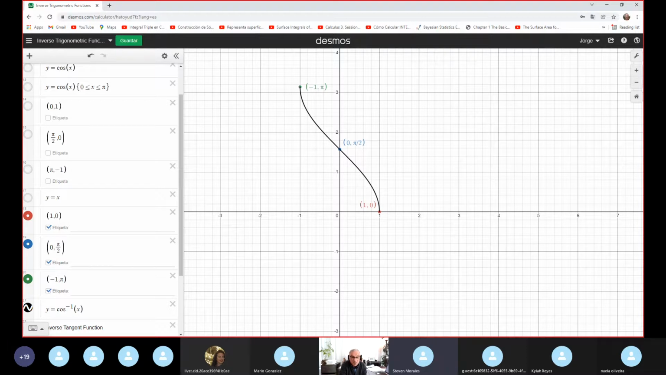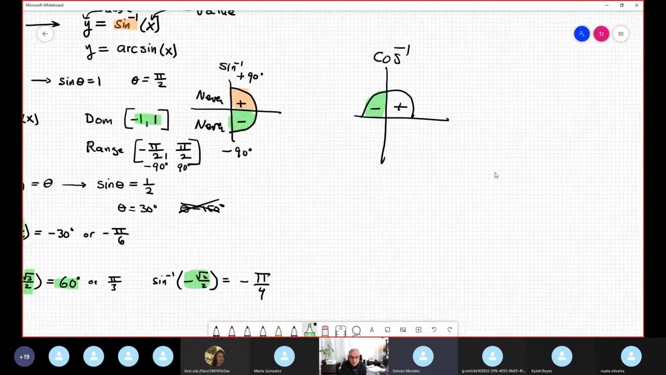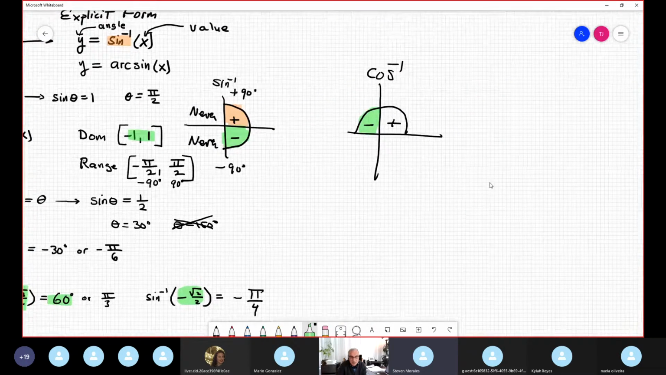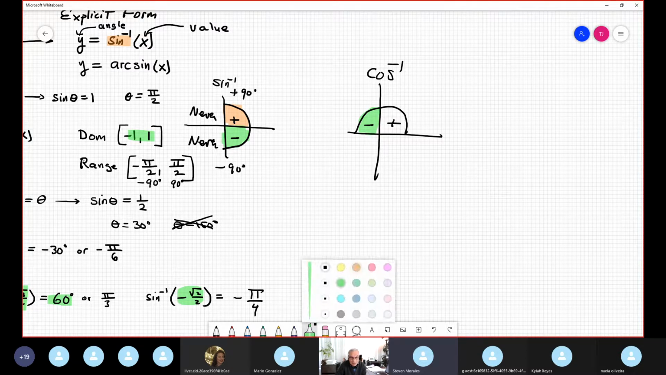Okay, thank you. So the idea I want to convey is, look, cosine inverse, when the value you plug inside is negative, the answer is in the second quarter. When the number inside is positive, the answer is in the first quarter.